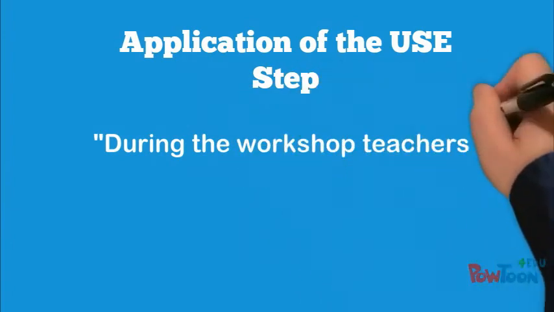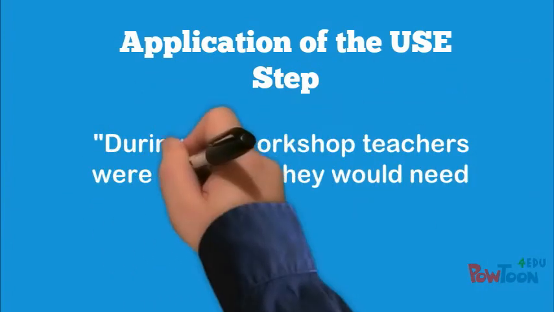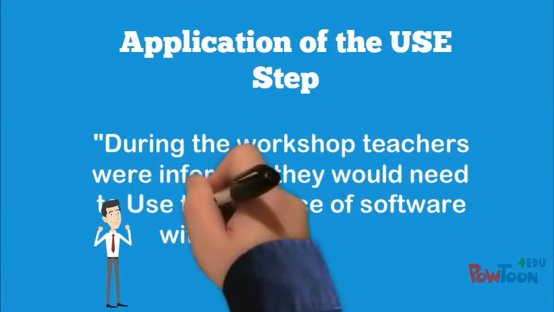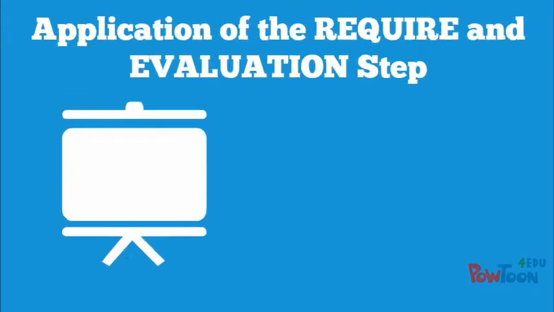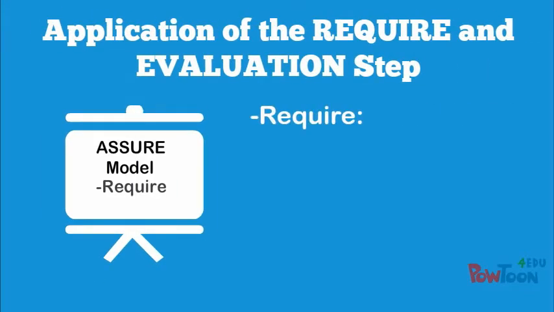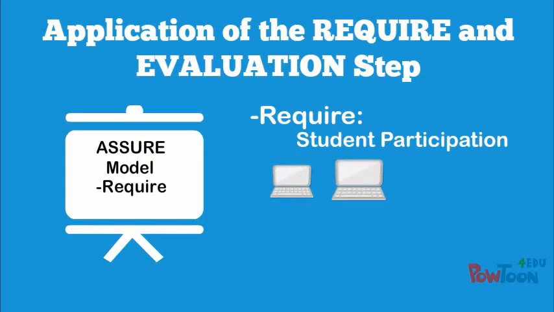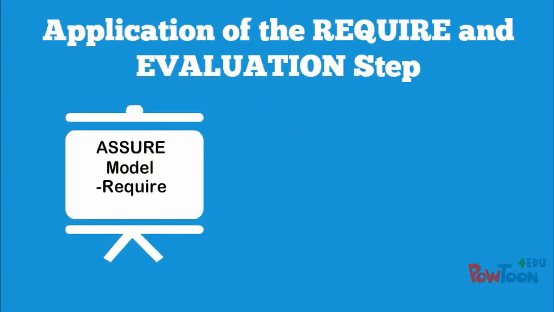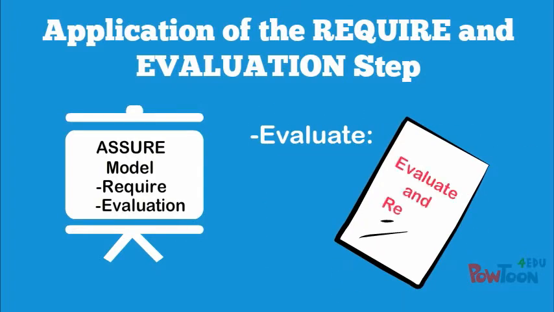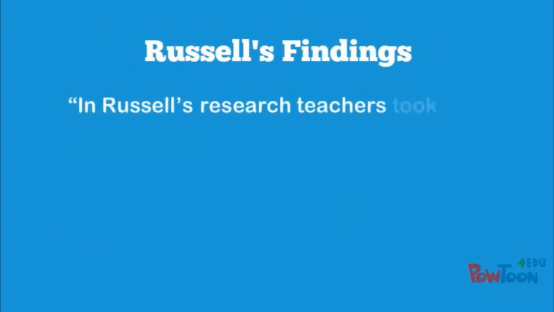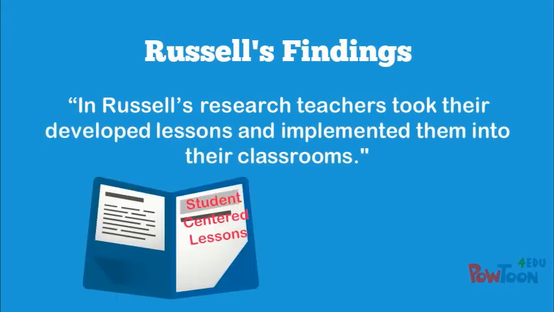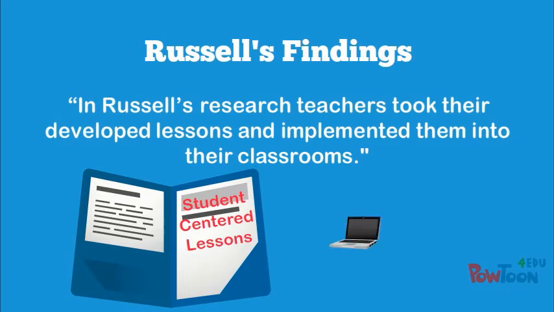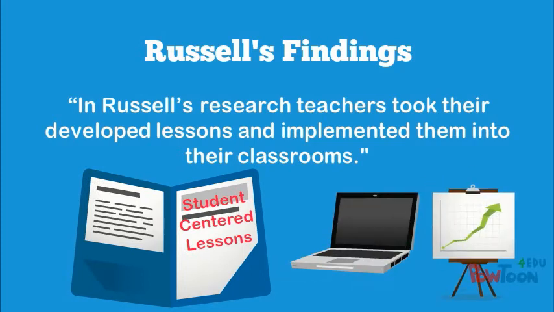During the workshop, teachers were informed they would need to use their choice of software with their students. This was demonstrated to teachers with an example of how to use one computer per class. Teachers were also informed that they would need to require their students to participate with computers in the classroom. Afterward, teachers would need to evaluate and revise their lessons based on student feedback and achievement. In Russell's research, teachers took their developed lessons and implemented them into their classrooms. As a result, student-centered lessons were created and computer usage in the classroom increased.